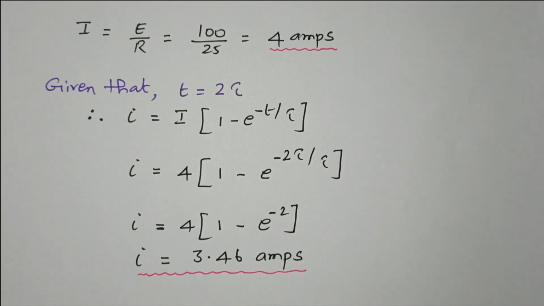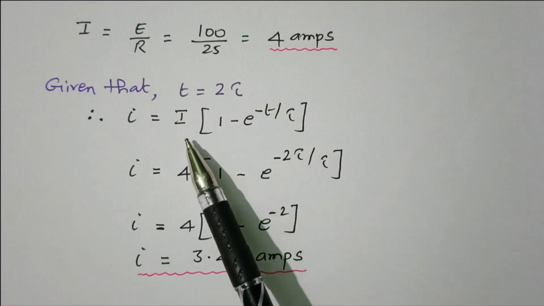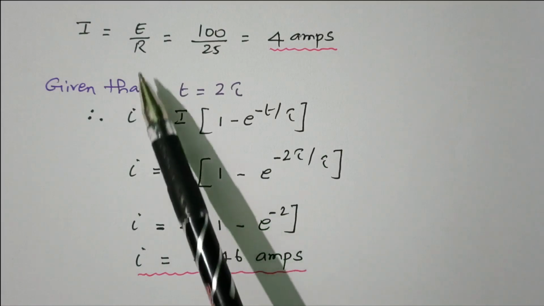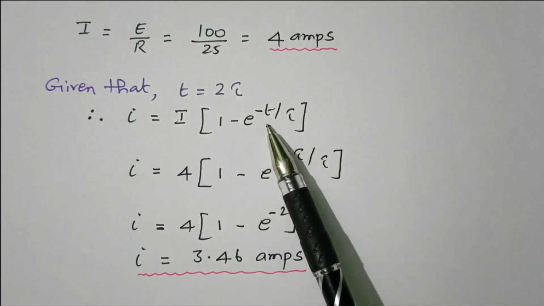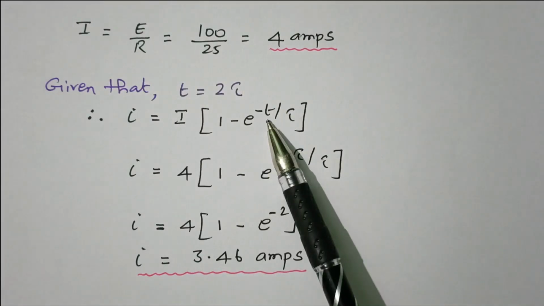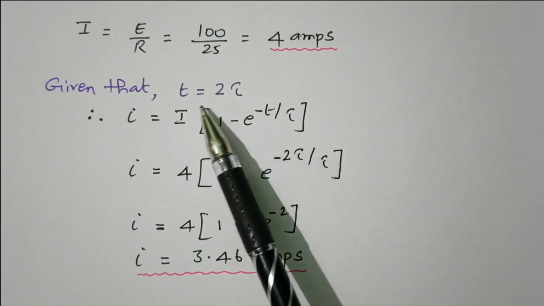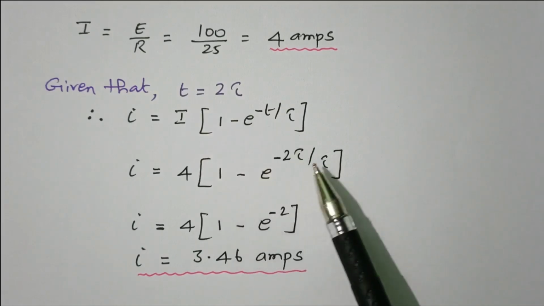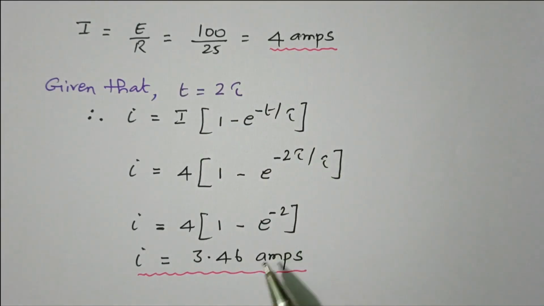So it's a very simple problem. We are directly using this formula. In this formula, the I value is calculated as E by R. These two data are available. The relation between the time t and the time constant tau is given: t equal to 2 times tau. Based on that, this time constant got cancelled. We got e power minus 2, so that we can easily solve the problem. The final answer is 3.46 amperes.